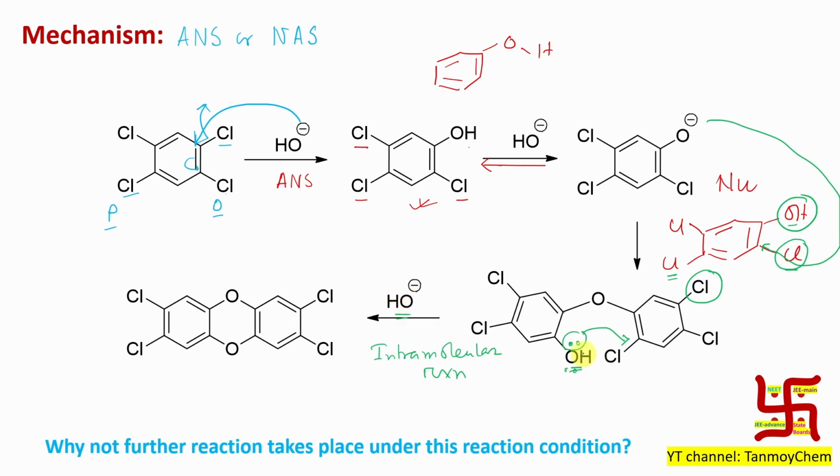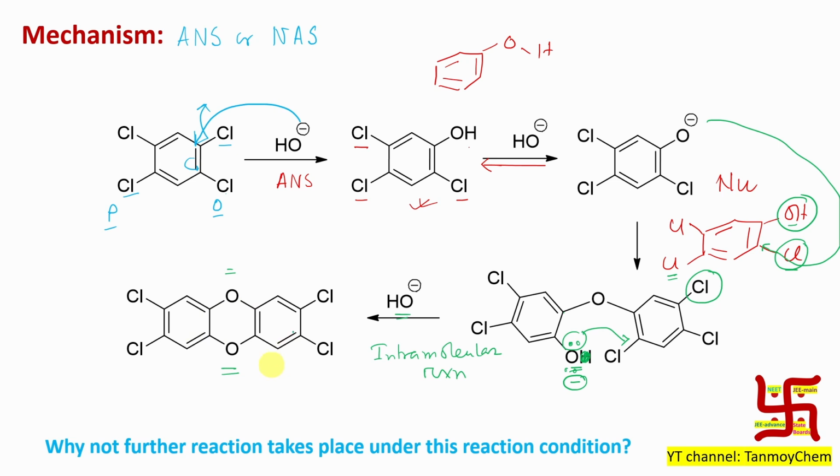Actually, this OH first removes this proton and makes this O minus, such that the nucleophilicity of this oxygen is enhanced, so it will attack and the chlorine will come out. So Cl minus will come out, and in this way this molecule will be produced. By the way, you may consider it an aromatic ether.